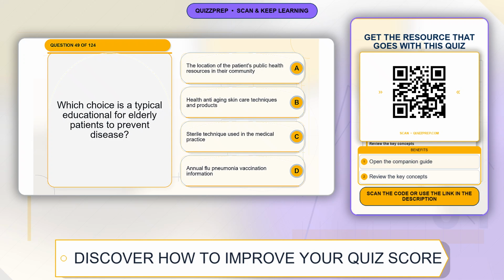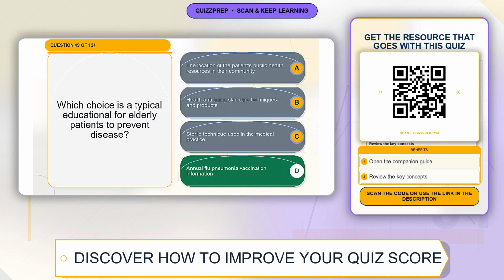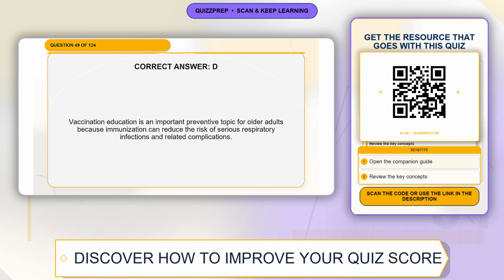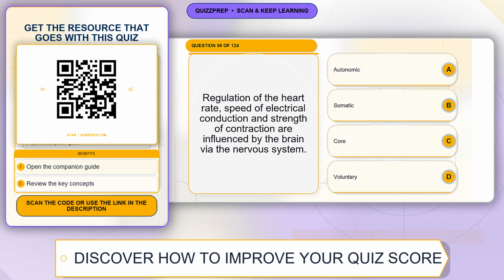Question 49. Which choice is a typical educational topic for elderly patients to prevent disease? Option A, the location of the patient's public health resources in their community. Option B, anti-aging skin care techniques and products. Option C, sterile technique used in the medical practice. Option D, annual flu pneumonia vaccination information. The correct answer is option D, annual flu pneumonia vaccination information. Explanation. Vaccination education is an important preventive topic for older adults because immunization can reduce the risk of serious respiratory infections and related complications.